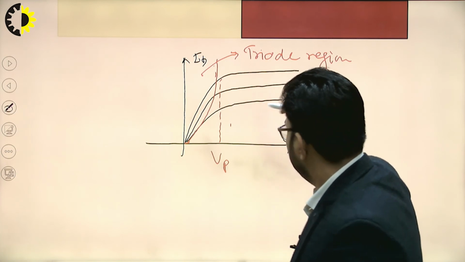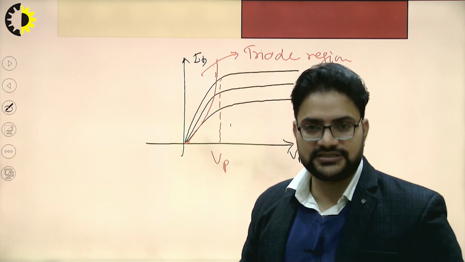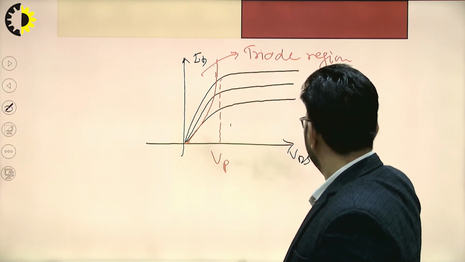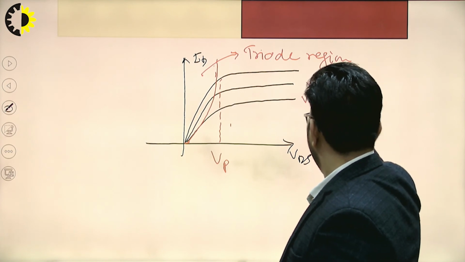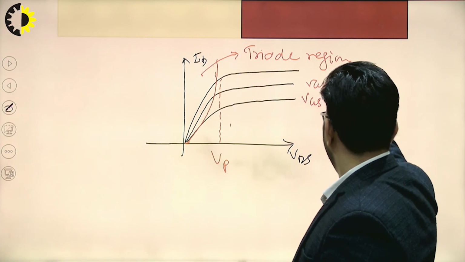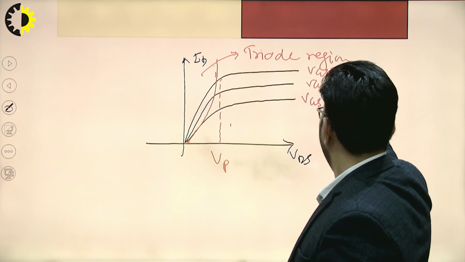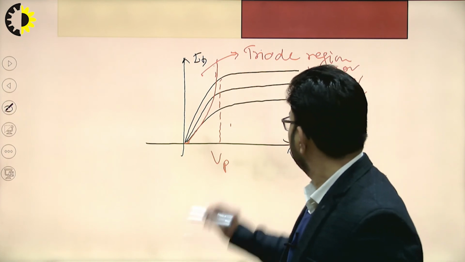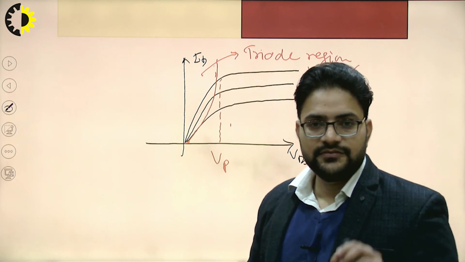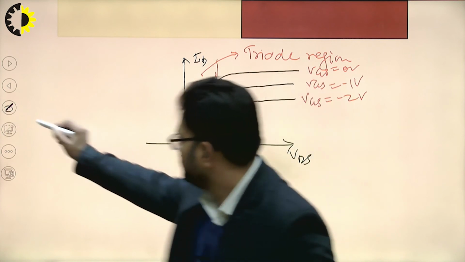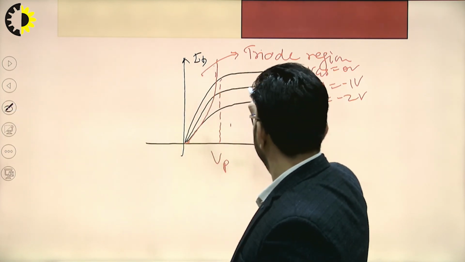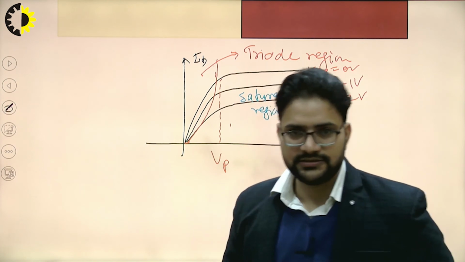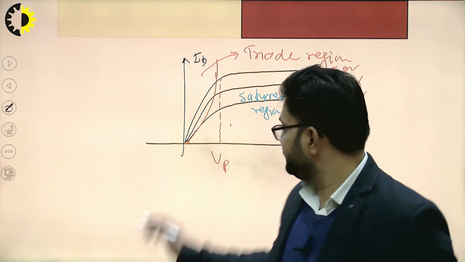These three characteristics are for different values of VGS. As VGS increases, correspondingly ID will decrease. These are for different values of VGS. The region where ID is saturated is called the saturation region. Let me use a different color pen for this. So these are the input and output characteristics of the FET.